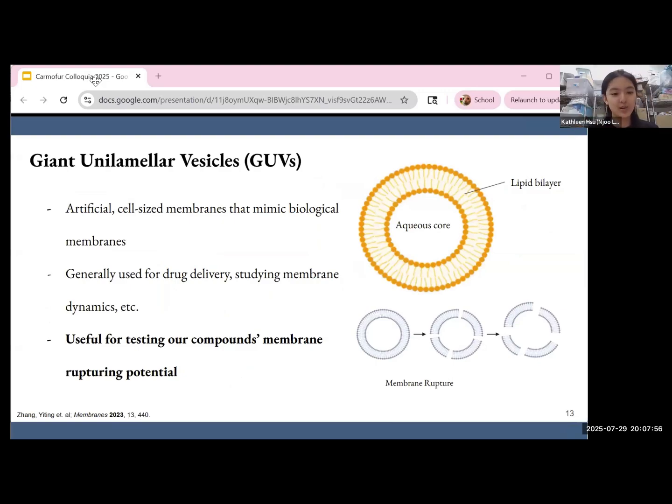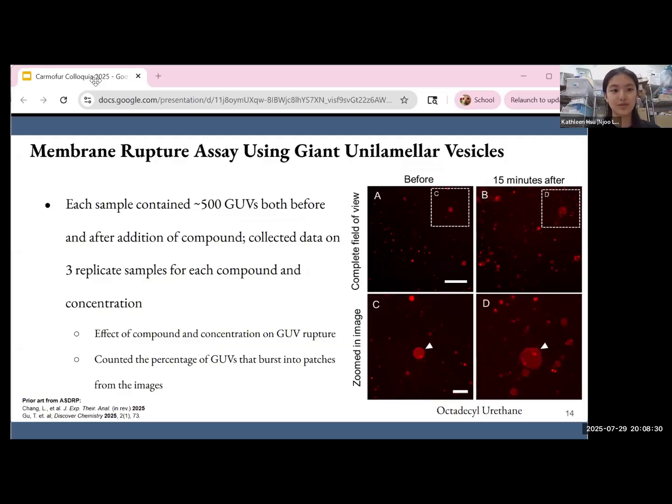Yeah, so with these compounds, we partnered with the Posi Lab to use GUVs, or giant unilamellar vesicles, to mimic the cell membranes and test their membrane rupturing potential. So in case you guys aren't familiar with what GUVs are, they're essentially cell-sized artificial membranes that can mimic the physical properties of biological membranes. They're generally used for drug discovery, studying membrane dynamics, as well as a lot of red blood cell research. And in our case, we're using them to test our compounds' membrane rupturing potential.